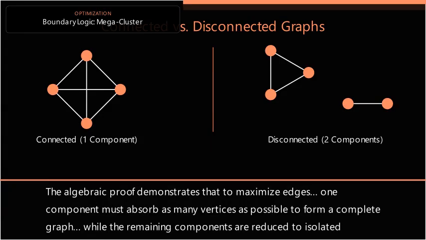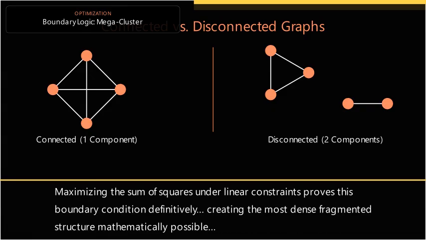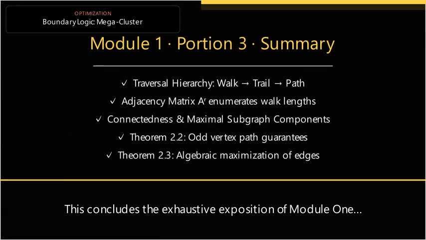The algebraic proof demonstrates that to maximize edges, one component must absorb as many vertices as possible to form a complete graph, while the remaining components are reduced to isolated nodes. Maximizing the sum of squares under linear constraints proves this boundary condition definitively, creating the most dense fragmented structure mathematically possible. This concludes the exhaustive exposition of Module 1.